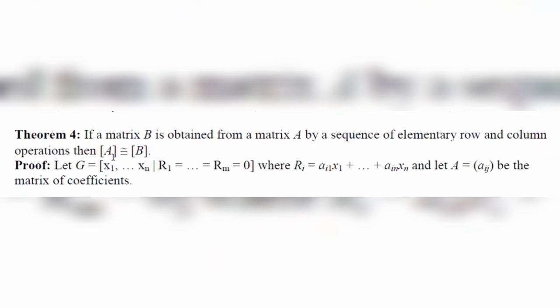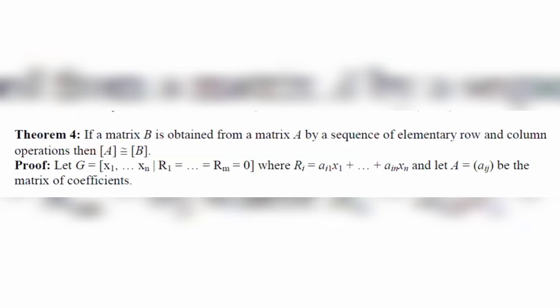It is similar to what we did in the examples, so here we have to prove it. Let G equal this, as we have studied, where Ri is the linear combination of this, and let A equal Aij, the formation of coefficients, be the matrix of the coefficients. It's clear that the elementary row operations don't change the group. All they do is change one set of relations into an equivalent set of relations, as we have seen before. The column operations are a little more difficult to see since we need to change the generators.